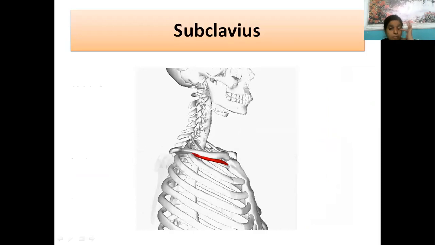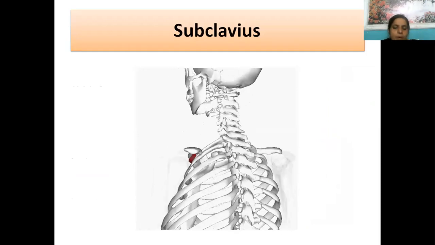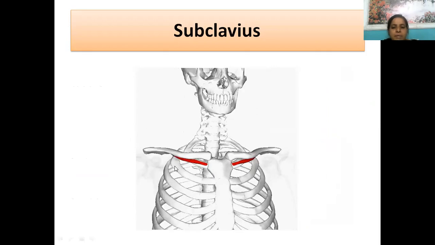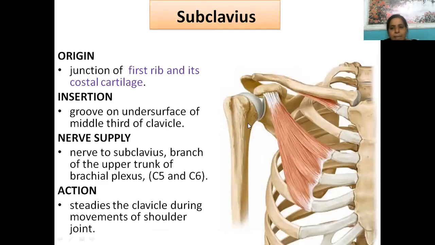Okay. So then the 3rd muscle, a very small muscle, is subclavius. So this subclavius, what does it mean? Below the clavicle, you have this muscle. That is the meaning of subclavius. So origin at the junction of the 1st rib and its costal cartilage, that means the costochondral junction of the 1st rib. Insertion is the subclavian groove, which we find in the inferior aspect of the middle 1/3 of the clavicle. Nerve supply, very simple, nerve to subclavius. Action: it steadies the clavicle during the movement of the shoulder joint.